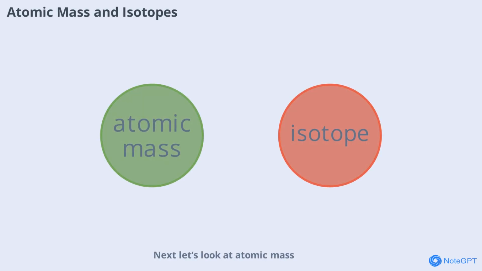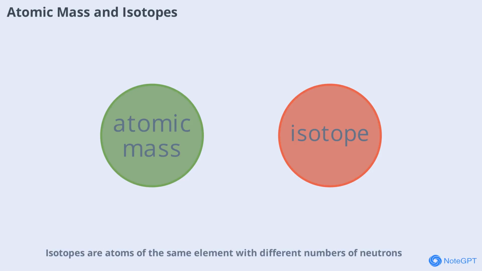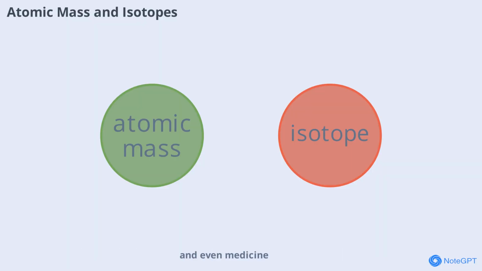Next, let's look at atomic mass. This number isn't always a whole number because it's a weighted average of all the natural isotopes of an element. Isotopes are atoms of the same element with different numbers of neutrons. While the number of protons defines the element, the number of neutrons can vary, giving rise to isotopes with slightly different masses. This subtle difference is crucial in fields like chemistry, physics, and even medicine.